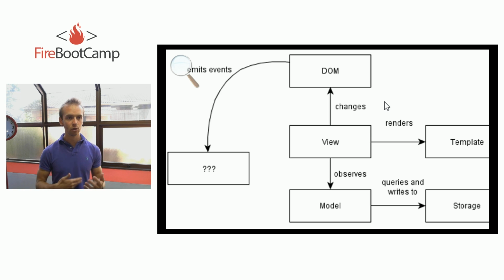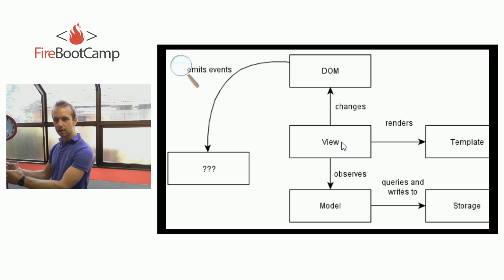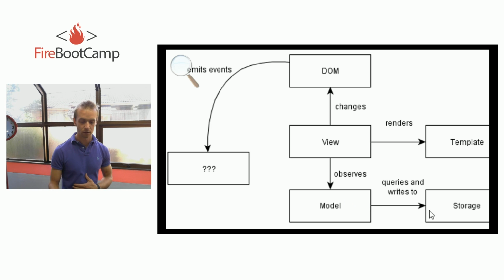The way that the view knows what to do is it's going to be observing a model. Our model is going to be a JavaScript object that stores some data in it. Models, at any layer of your application, are basically just objects with properties. In order to know how to take that data, turn it into a new bunch of stuff, and then push that into the DOM, it's going to render a template, and the model is going to query and write to some storage.